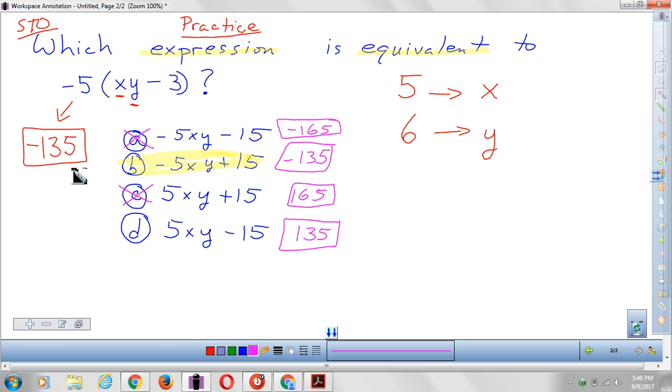So be careful of that, 135. That is not a match because this is a negative, and this is not. You cannot just say, oh, well, it was close. No, it is not close. Actually, it's quite far off. Negative 135 and positive 135 are not the same number. So I want negative 135, which matched up with choice B. So for this video, choice B is the correct response.